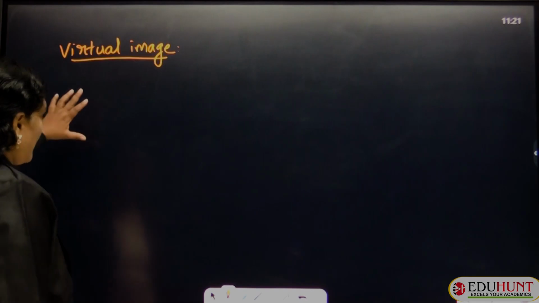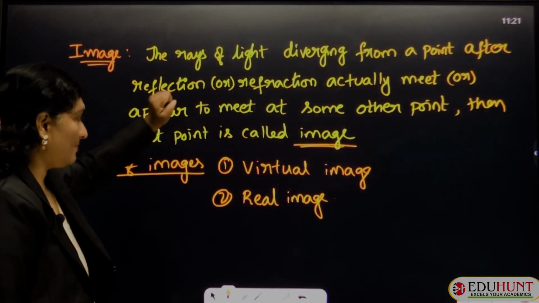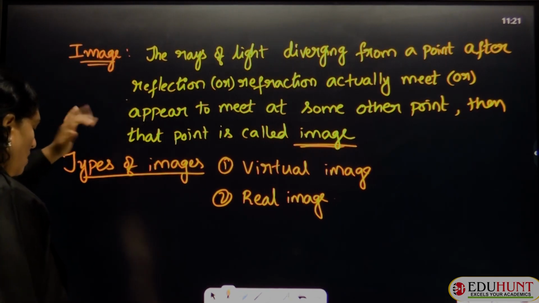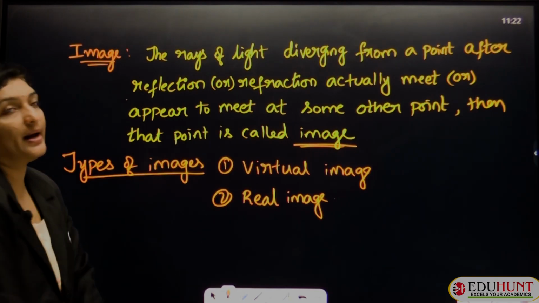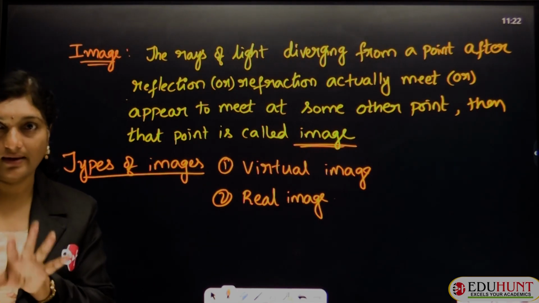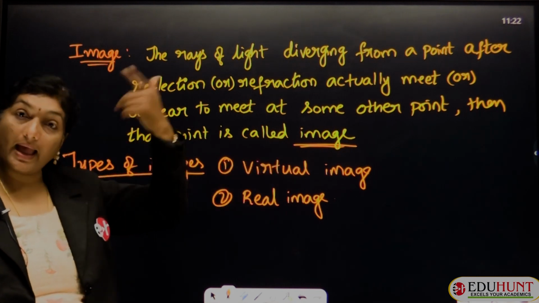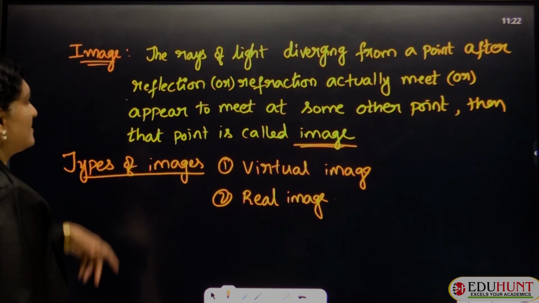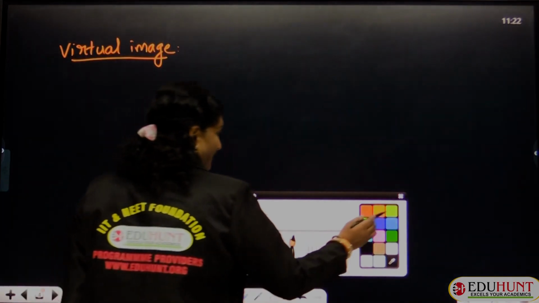So when the rays of light diverging from a point after reflection or refraction, whatever be the case, appear to diverge from another point. They actually diverge from one point, but they show as if they are diverging from another point. That type of reflection is called a virtual image. So let me rewrite the same.